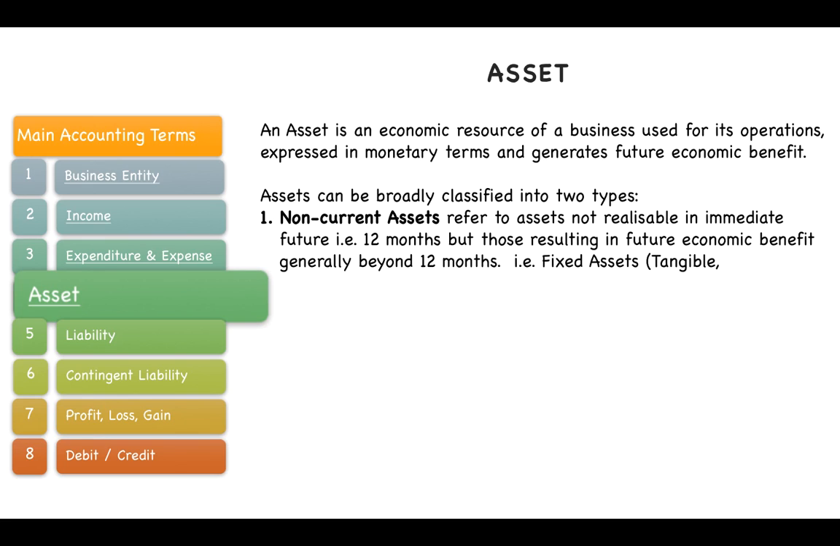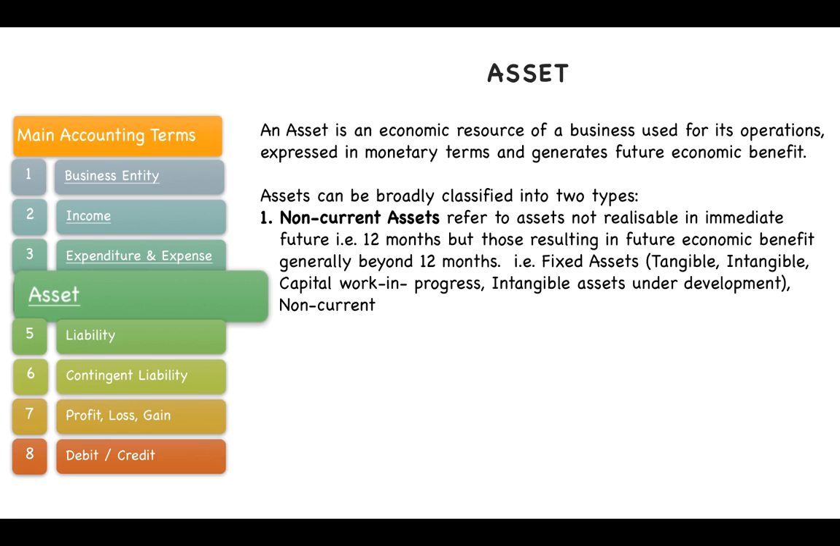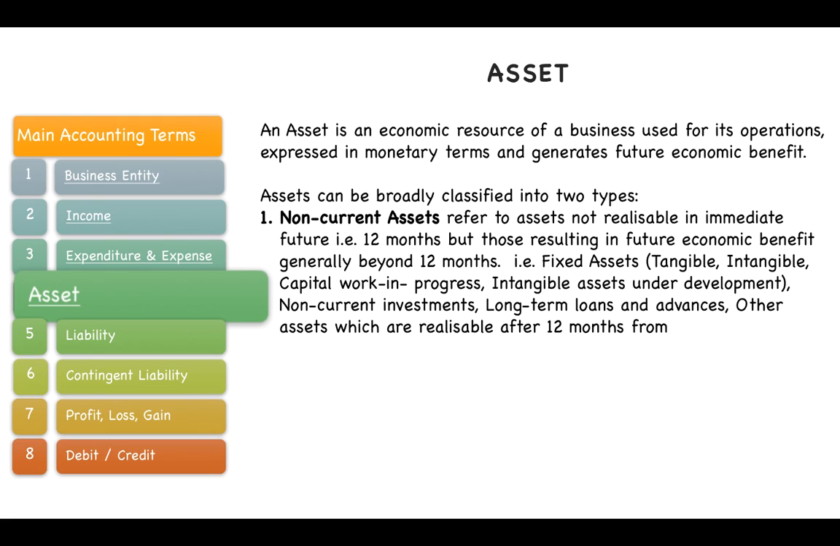That is fixed assets. It can be tangible, intangible. Tangibles are the ones you can see, intangibles you cannot see, like goodwill, software, capital work in progress, intangible assets under development. Non-current investments, long-term loans and advances, other assets which are realizable after 12 months from given date. Non-current investments means investments maturing beyond 12 months.